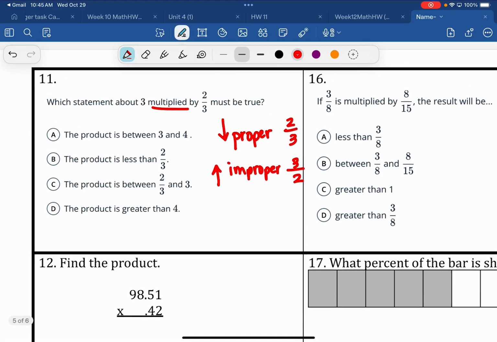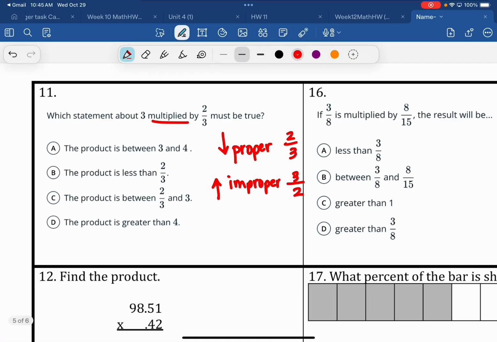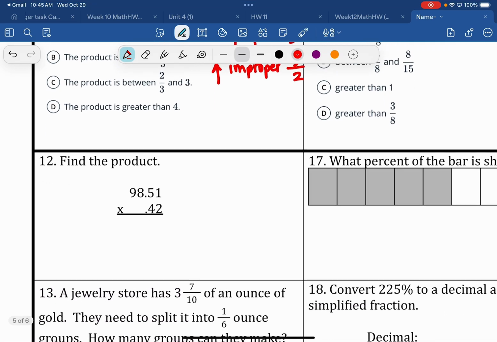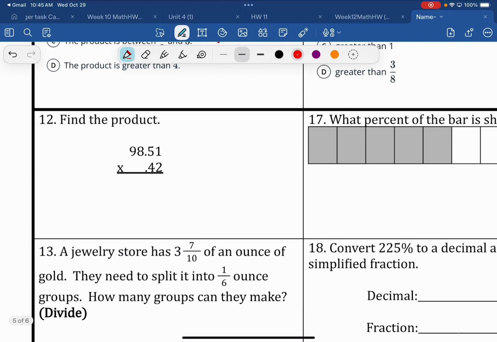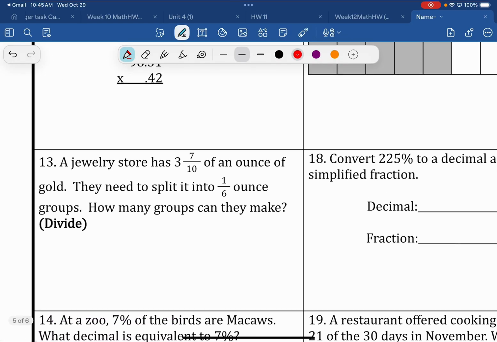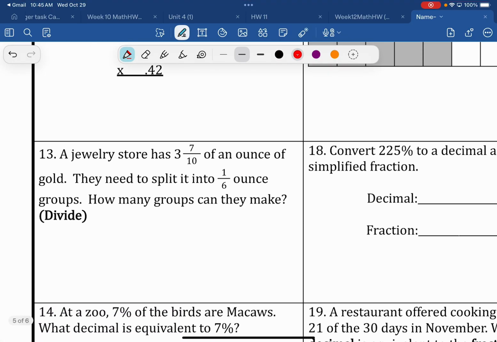So the choices for 11 were A, the product is between 3 and 4; B, the product is less than 2/3; C, the product is 2/3 and 3; D, the product is greater than 4. Number 12, find the product, 98 and 51/100 times 42/100. Don't forget to count up your digits that are after the decimals.